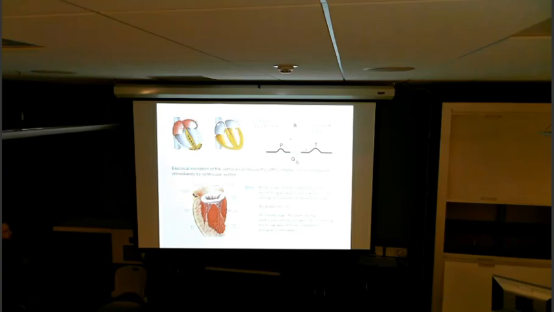So defects in this intrinsic conduction system can cause irregular heartbeats. We call those arrhythmias. Lots of different types of arrhythmias. Here's a normal sinus rhythm.